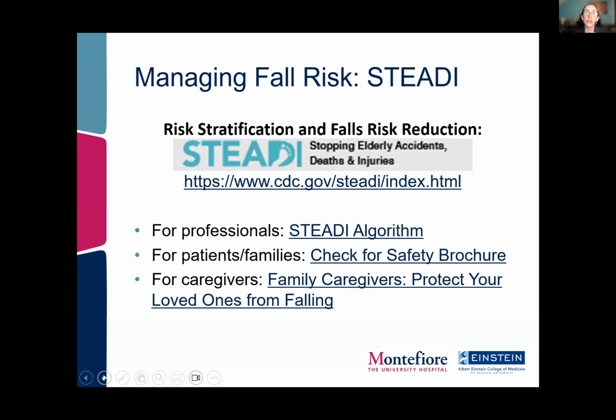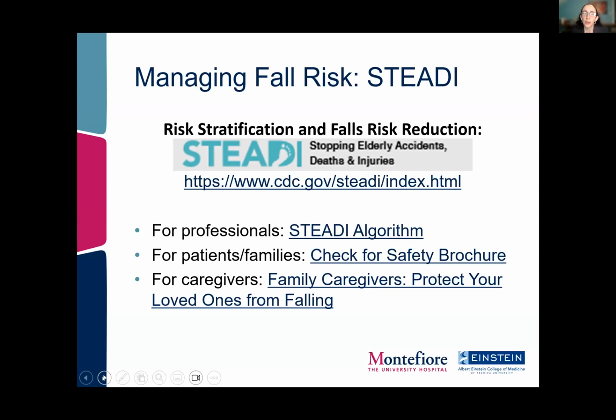For professionals, it's helpful, and I use this with trainees, to use the STEADY algorithm as a place to remind you about what are the different kinds of strategies or interventions we may want to consider, what should we look for and what should we intervene on for older adults who are at higher risk of falls.